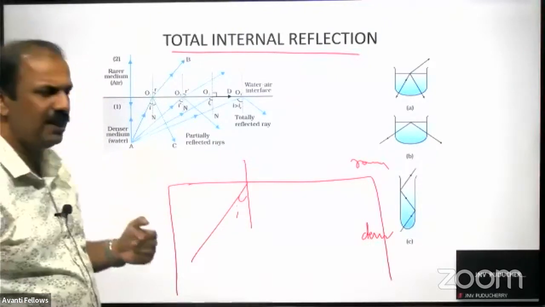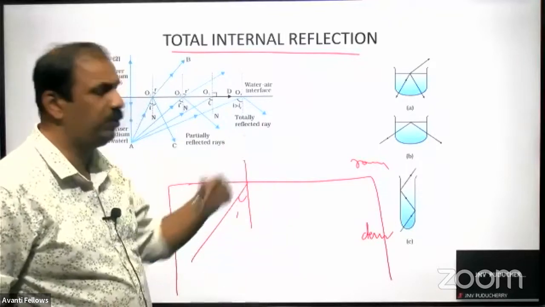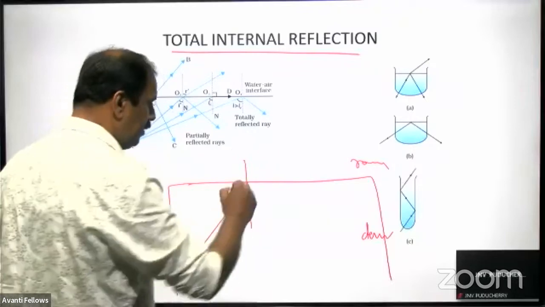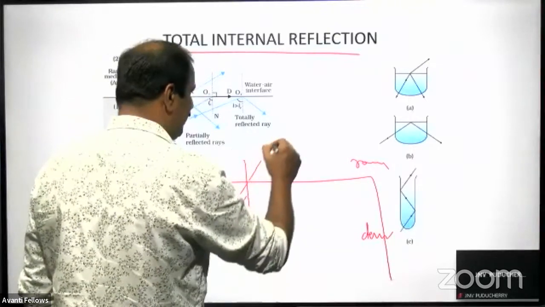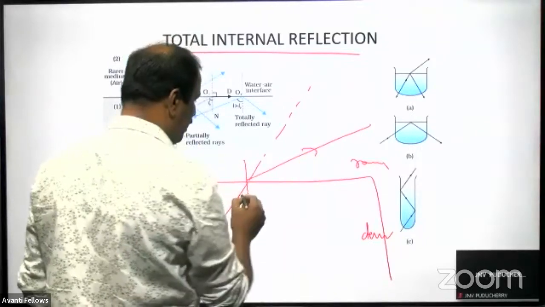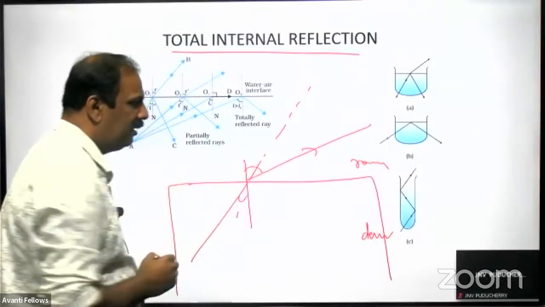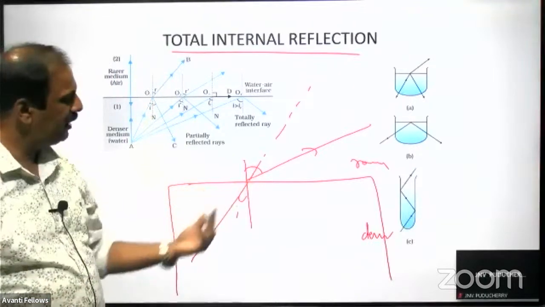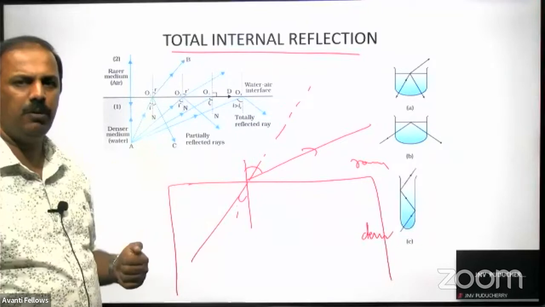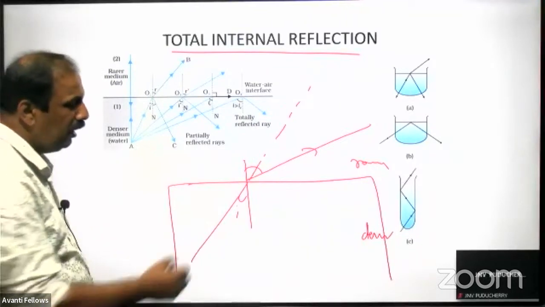Just now we discussed when light is moving from a denser medium to rarer medium, it will bend away from the normal. So the straight line path was like this. It will bend away from the normal like that. So this is I, this is R. I think this concept is clear. That is, when it is coming from a denser medium to rarer medium, it will bend away from the normal.